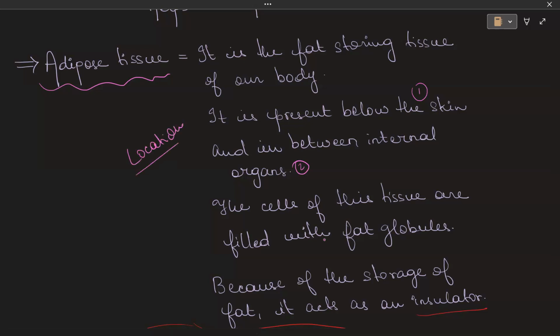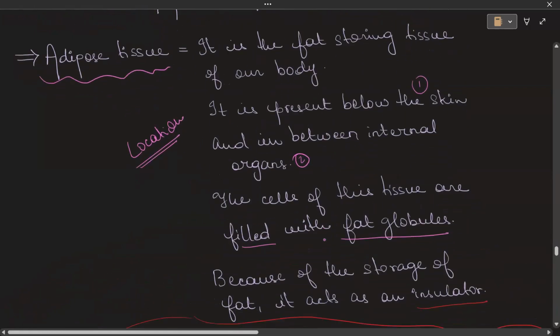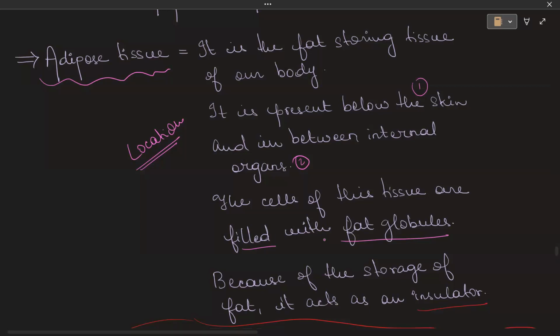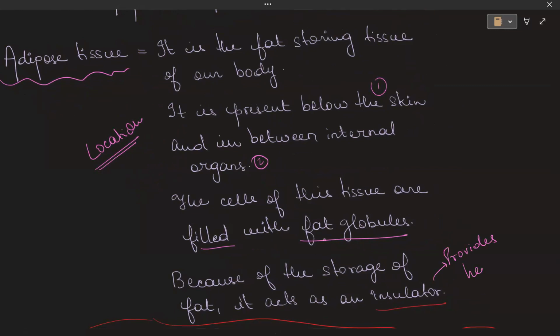Now talking about the adipose tissue cells. The cells of this tissue are filled with fat globules. Since it is the fat storing tissue, obviously it is filled with fat globules. Because of the storage of fat, it acts like an insulator. Insulator means that it protects from the cold, it provides heat. Is it clear?